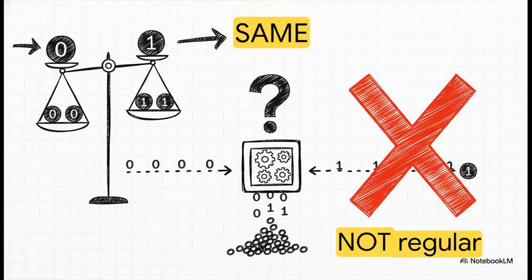Why? Because a finite automaton has a finite number of states. It has no memory. It can't count up to 1,000,000 zeros and then somehow remember that it needs to check for 1,000,000 ones. It just doesn't have the capacity to store an unbounded number like that.